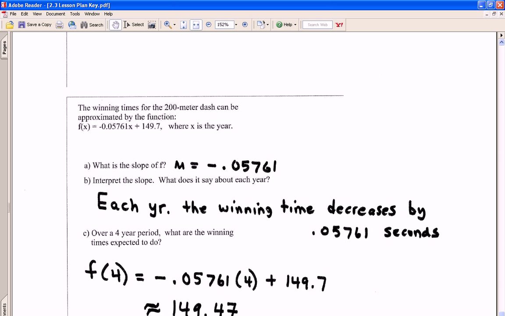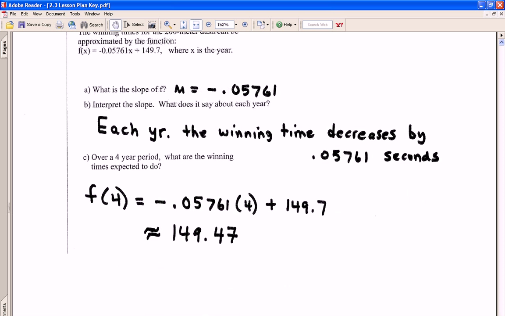But on Course Compass sometimes, and you need to pay attention to your question, it just asks you what's going to happen, what are the winning times going to do over the 4-year period. They only want you to take the negative 0.05761 and multiply it by 4 and let them know that it's going to decrease by that number. So basically, like I tell my students, always answer the question.